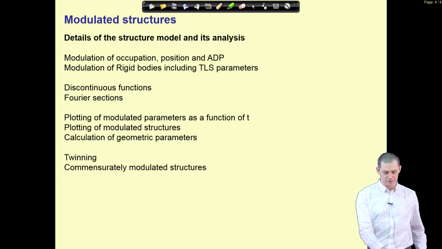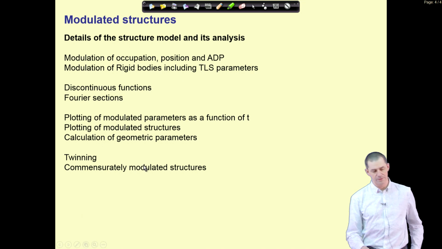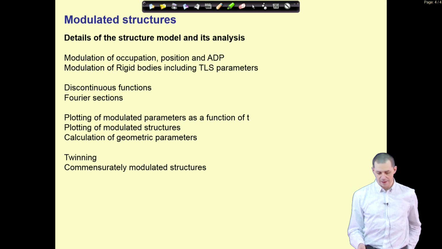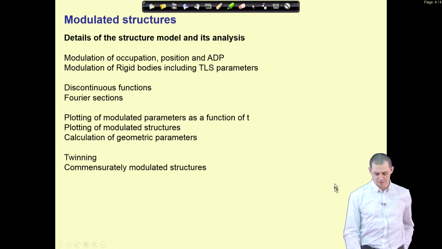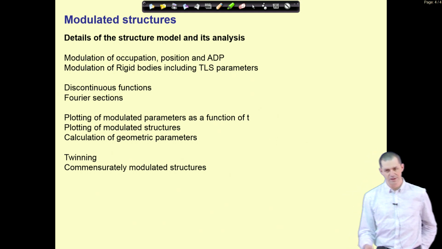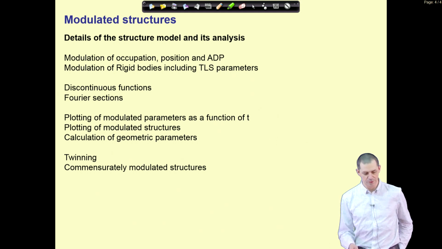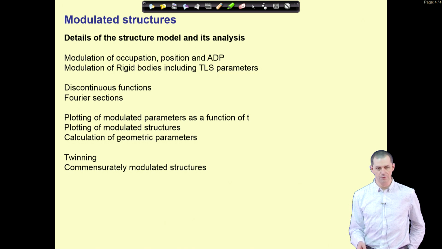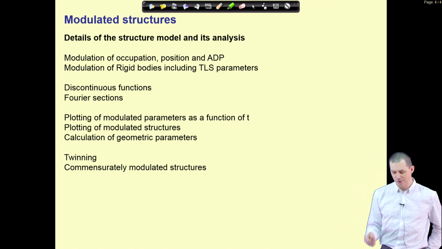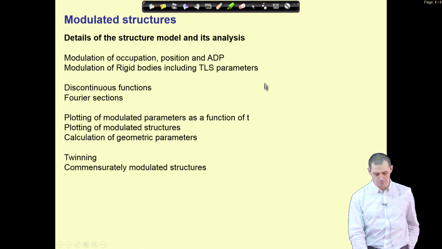So there are many things that you can do. There are many types of modulation functions that you can introduce, and even in this area, Jana is still being actively developed. So the last addition, for example, to the capacity of Jana is the possibility to define discontinuous modulation functions in two-dimensionally modulated structures, which has not been possible so far.